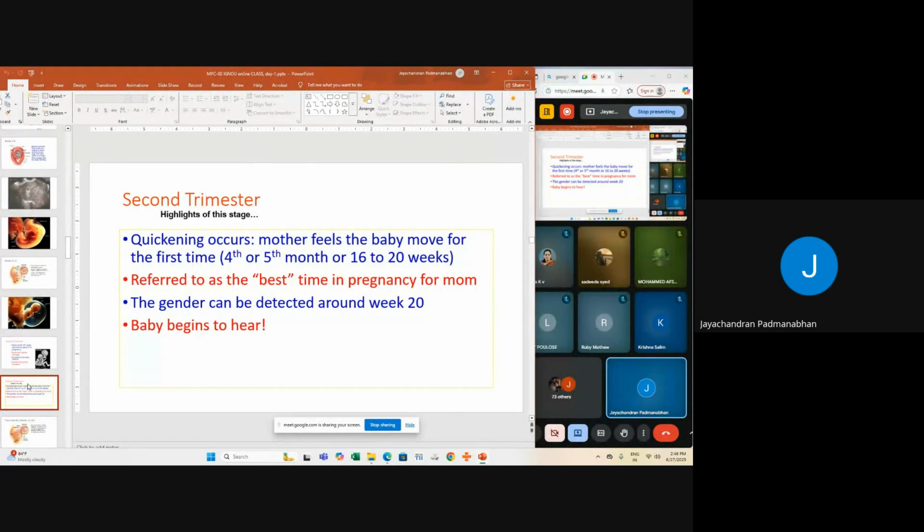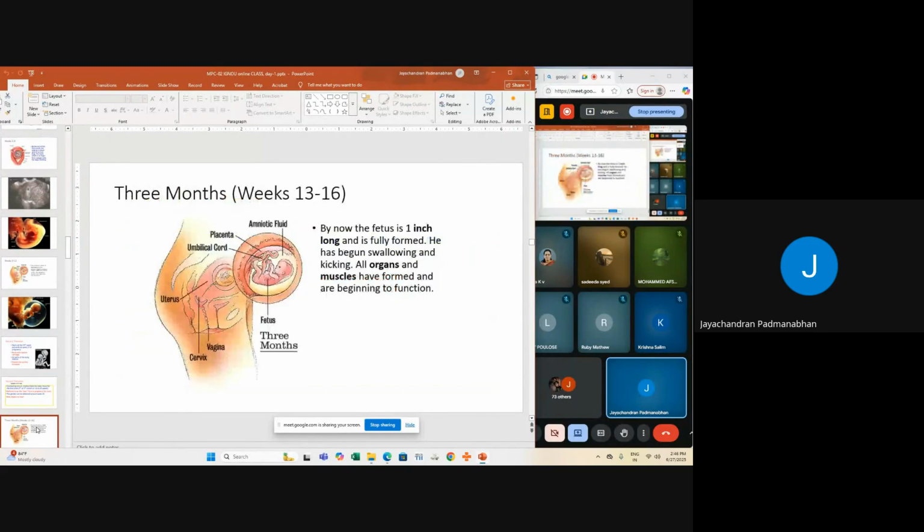Now baby begins to hear. It's a very important knowledge. Based on this, the Hepburn Institute of Ireland started studying it through ultrasound. The mother's sound, the mother's song, etc., is delivered to the child. You know, just follow the other slides. 13 to 16 weeks, by now the fetus is 1 inch long. That is 3 months, and is fully formed, has begun swallowing and kicking. All organs and muscles have formed and are beginning nutrition.